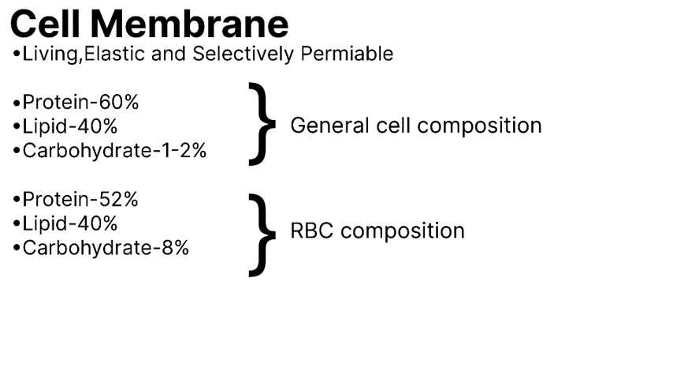These studies show that the cell membrane is mainly composed of lipids, proteins and carbohydrates. Their general cell composition is protein 52%, lipid 40% and carbohydrate only about 8%. Now many of you were wondering why the scientists used only RBC for their chemical analysis. Is there any reason behind this?